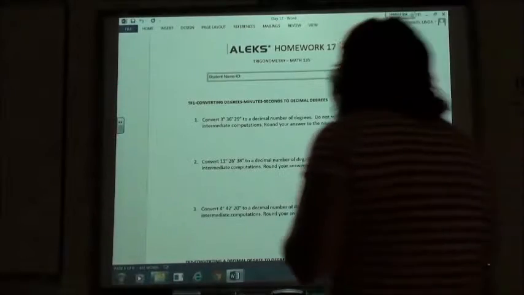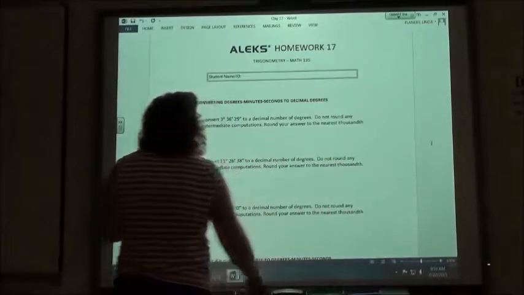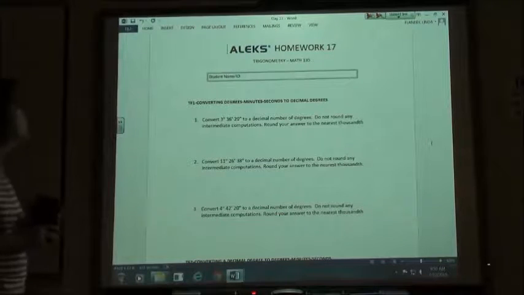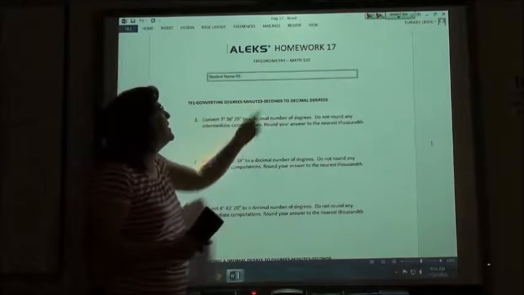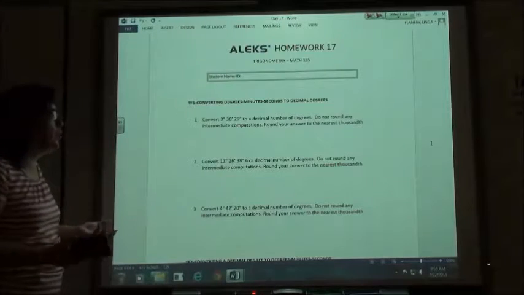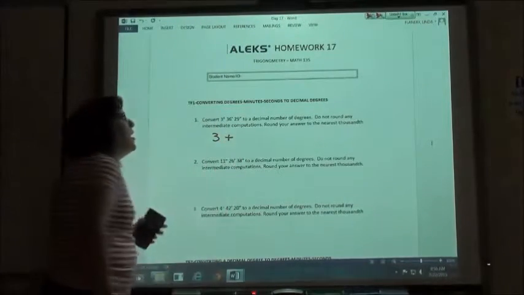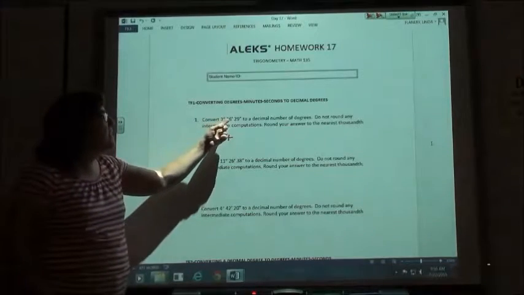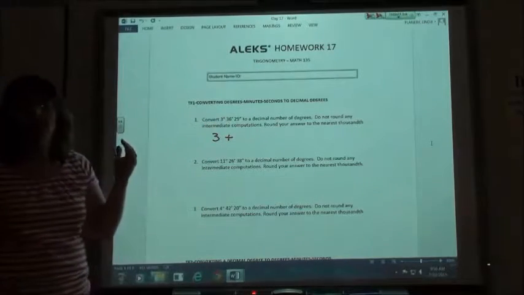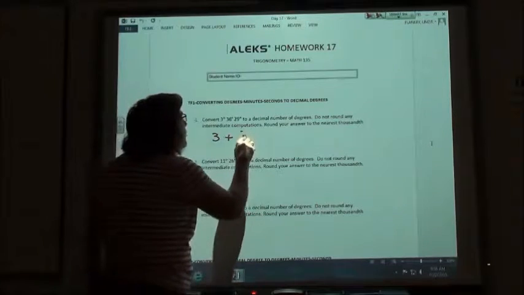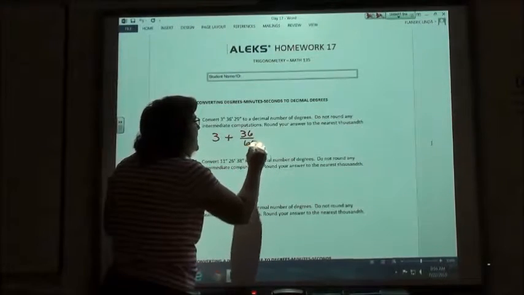Homework 17, starting out the trig section of your pie chart, and because we're going to be working a lot with angles, we're going to start by converting degrees, minutes, and seconds to just decimal degrees. So we have 3 degrees. We're going to have 3 plus. We have to change our 36 minutes in terms of degrees. There are 60 minutes in 1 degree, so we'd have 36 over 60.